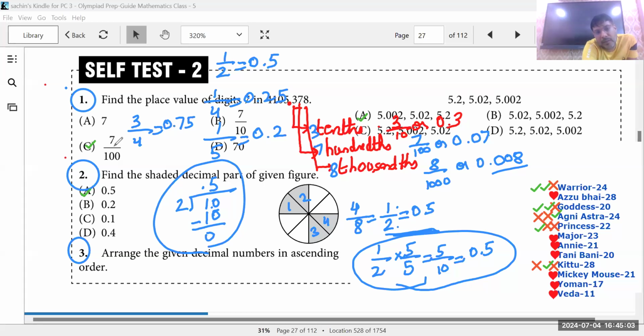All right. You must remember this, guys. Fraction to decimal and decimal to fraction. Have you noted it down?